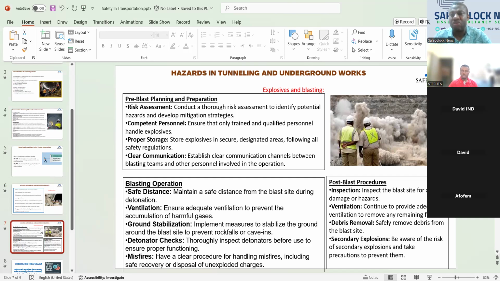Not just the sound or the vibration. Another very important, hazardous risk is the chemicals or the fumes coming out of this blasting. It is very choking, and it can lead to ill health if not properly controlled. So only competent personnel, people that are trained and competent in handling this explosive, are allowed.